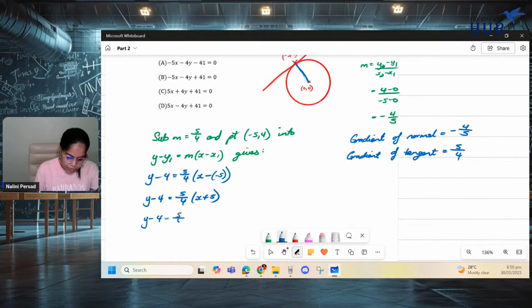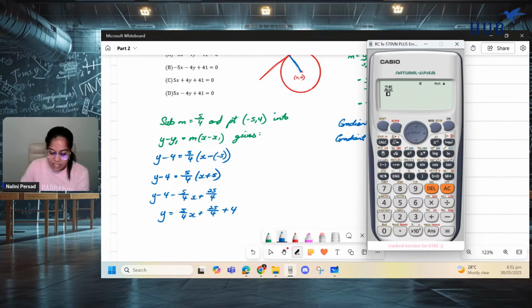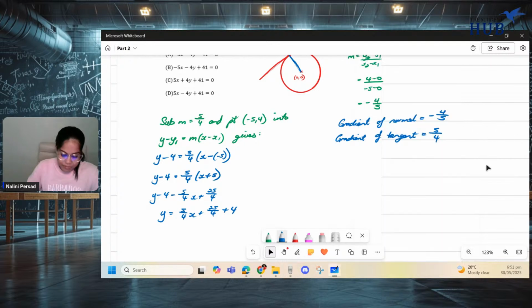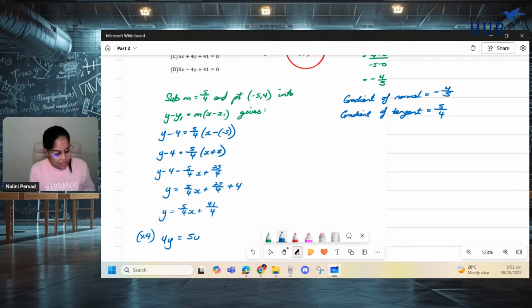So you expand. 5 by 5 is 25 over 4. Bring across the minus 4, and you're going to get plus 4. So 25 over 4 plus 4. Sometimes the calculator is just there to put that in. 41 over 4. Y is equal to 5 over 4x plus 41 over 4. We don't like fractions. When you do more maths, you just don't like fractions. So 4y is equal to 5x plus 41.